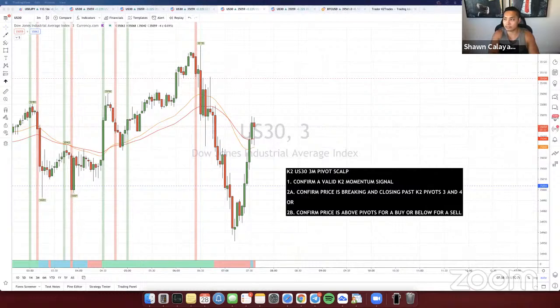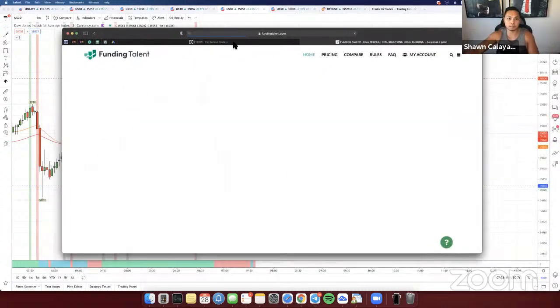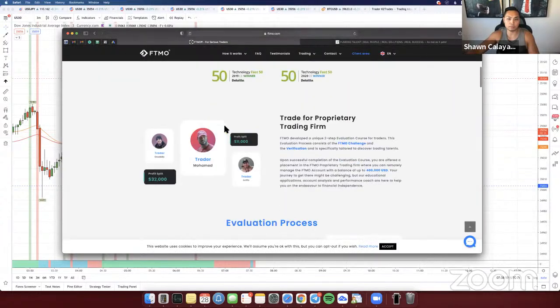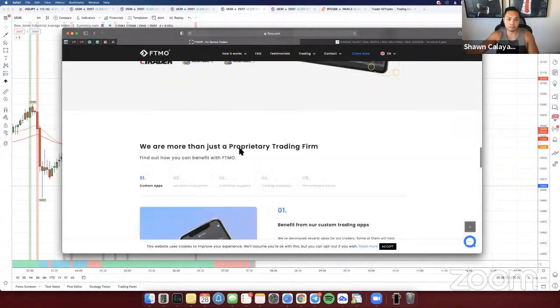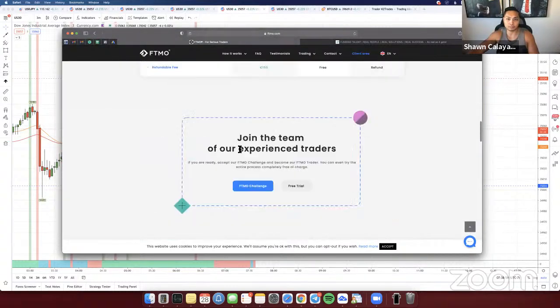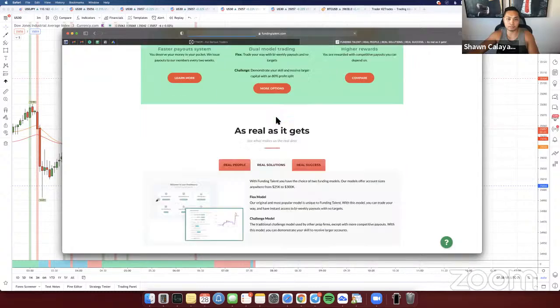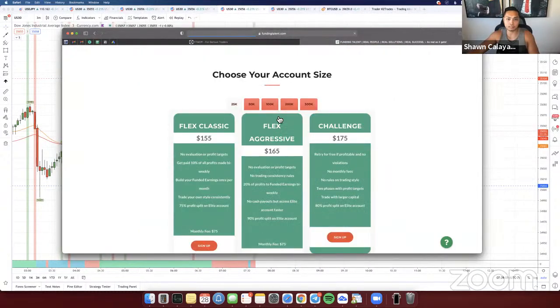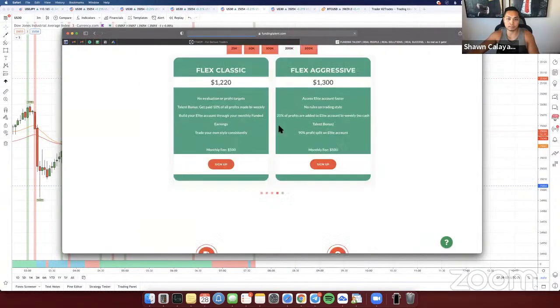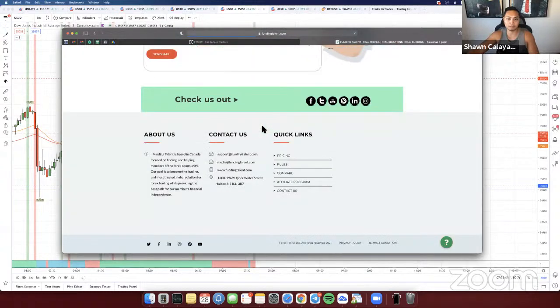So what I do is I like to compare the websites, right? I went over this yesterday. If you look at the two different websites, looking at FTMO and comparing it to funding talent, FTMO is a way more professional website. If they had money, they would have a more professional website. If you go over to funding talent, this is a pretty janky website. I mean, it was janky from the beginning, but it still looks kind of shitty. Like, they can't afford to make a better website if they're making all this money from these traders.